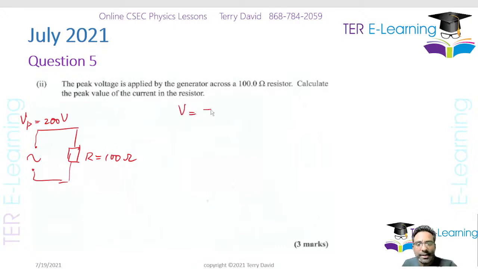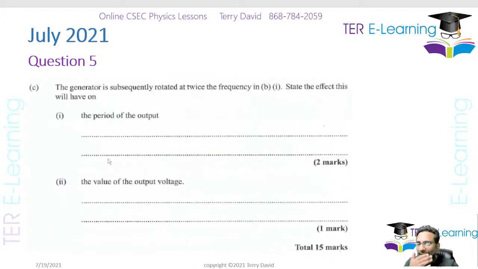So remember, V is equal to IR. That's what we're going to use here. So my current I is equal to V over R. My peak voltage is 200, and you're dividing that by 100 ohms. This is going to give me 2 amps. So my peak current is going to be 2 amps. Right, so the answer is 2 amps. That's what I'm getting here, and 3 marks for that. Easy 3 marks.